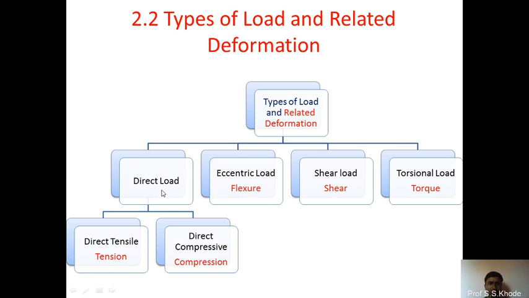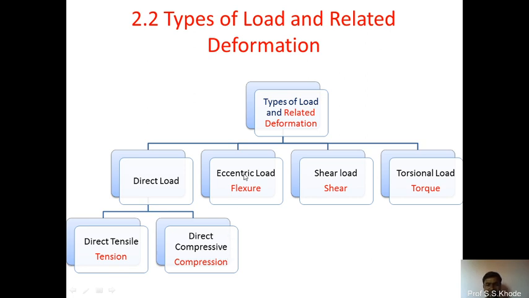In the case of a direct load, we already discussed that there are two types of direct load: direct tensile and direct compressive. Due to direct tensile loading there will be tension in the body, so the related deformation will be of the tension type, and due to direct compressive loading the related deformation will be compression.